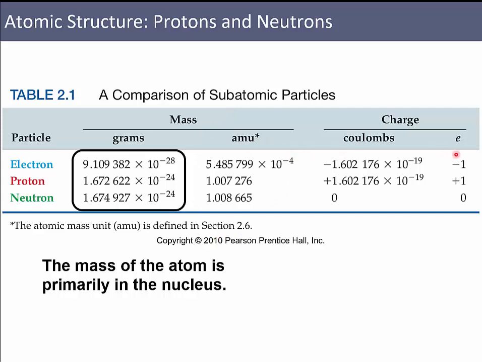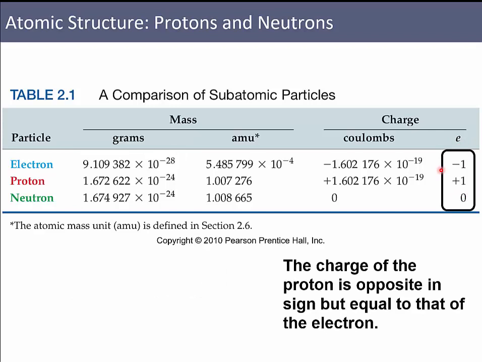The charge in coulombs on an electron and the charge in coulombs on a proton are equal but opposite. If we scale that to electron charges, it's -1 and +1. We're going to primarily work with electron charges here of -1 and +1. The charge of a proton is opposite in sign but equal to that of an electron.